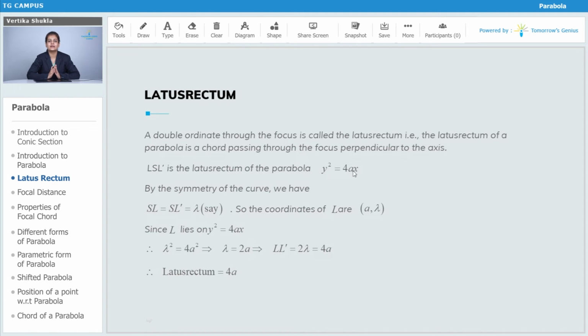So firstly, let us understand the definition. A double ordinate through the focus is called the latus rectum. That is, the latus rectum of a parabola is a chord passing through focus and perpendicular to the axis of the parabola. Now they are saying that if you consider a parabola which is in its standard form, which is y square is equal to 4ax. Okay, so the parabola is something like this.